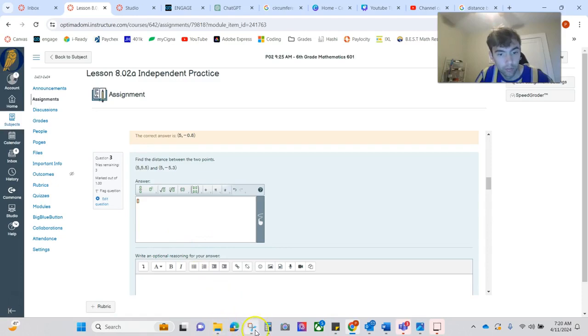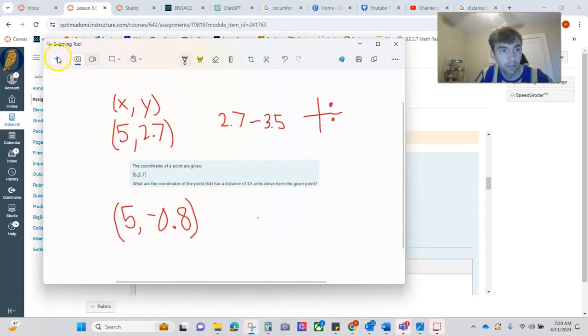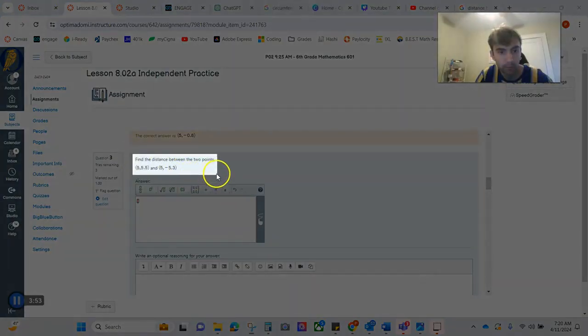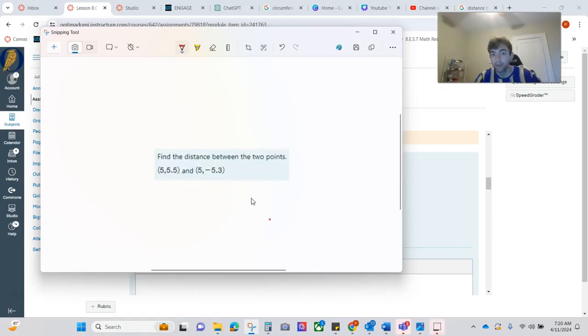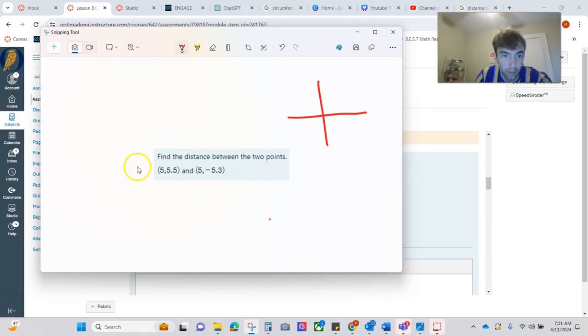Question 3. Find the distance between these 2 points. So we could use a graph to help us, but I think we don't need a graph for this. If I were to give just estimates of where these points are, we're over 5, up 5.5, over 5, down 5.3. So this is about where they are. You find the distance between them.